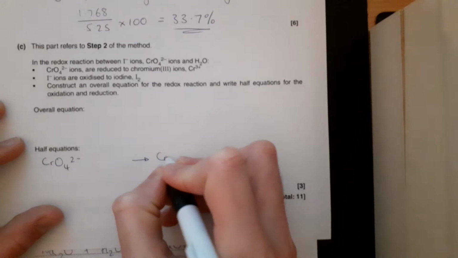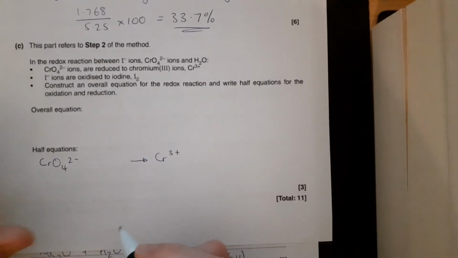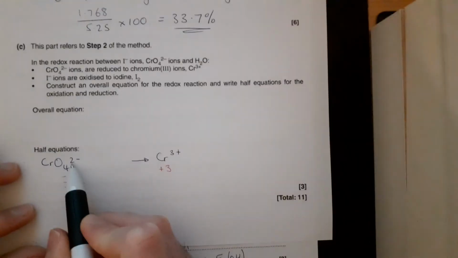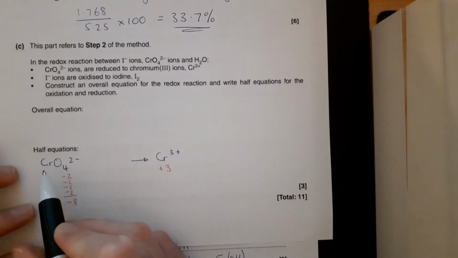That's being reduced to Cr3+. So let's look at the oxidation numbers here. This is obviously +3. Here the oxygen is -2, -2, -2, -2, so that's -8. And it needs to add up to 2-, so the chromium here must be +6.